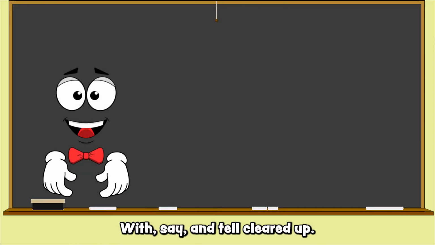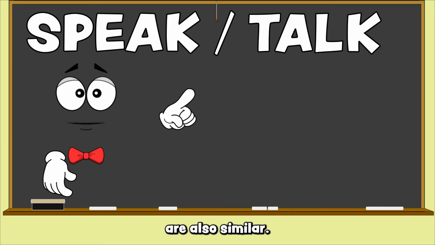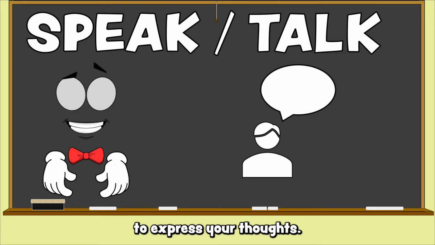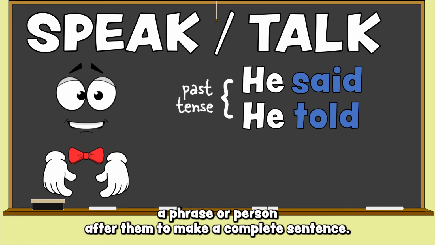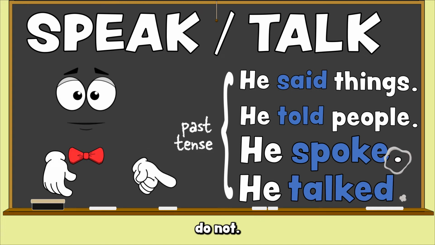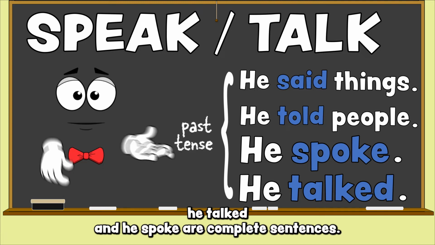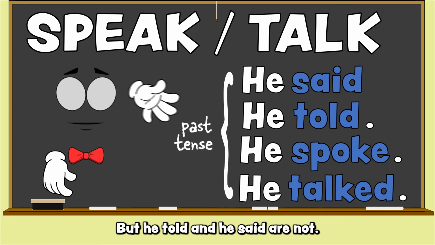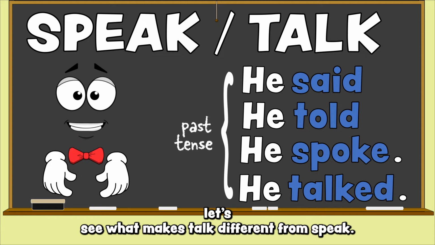With say and tell cleared up, we can move on to the last 2 verbs. Speak and talk are also similar. These 2 verbs refer to using a voice to express your thoughts. Whereas say and tell need to have either a phrase or person after them to make a complete sentence, speak and talk do not. The words he talked and he spoke are complete sentences, but he told and he said are not. With that understood, let's see what makes talk different from speak.